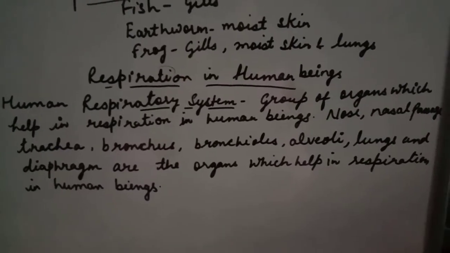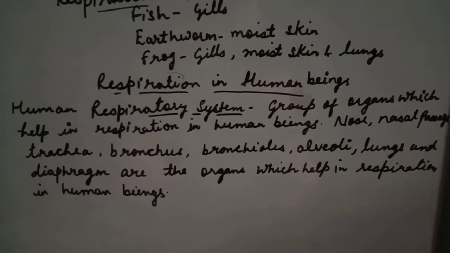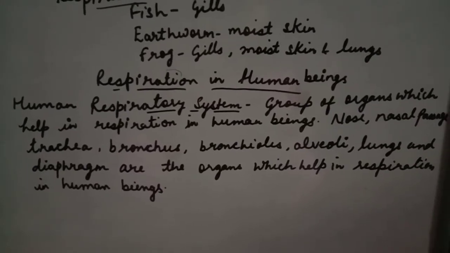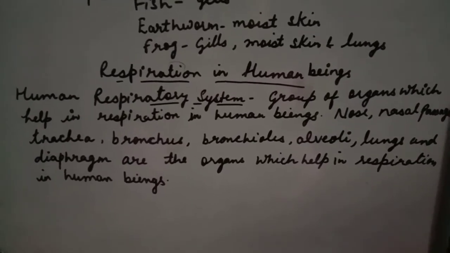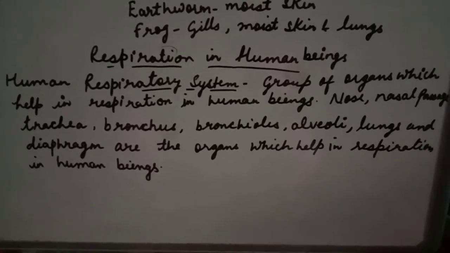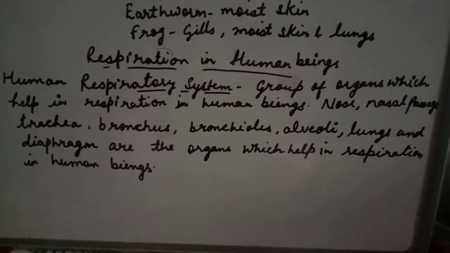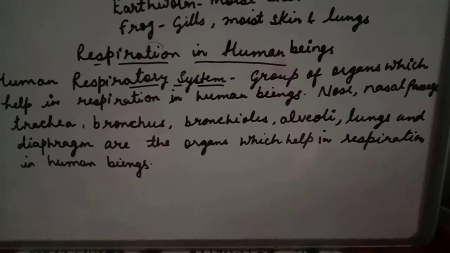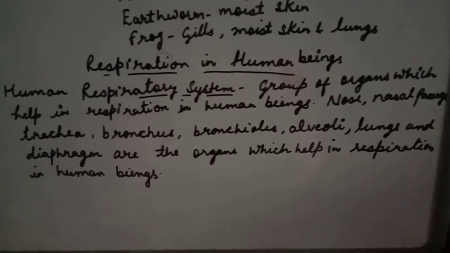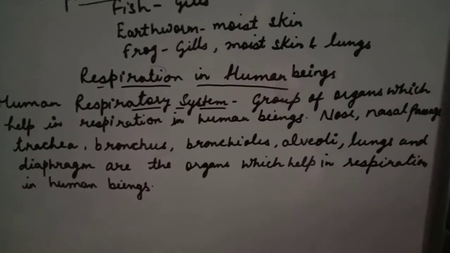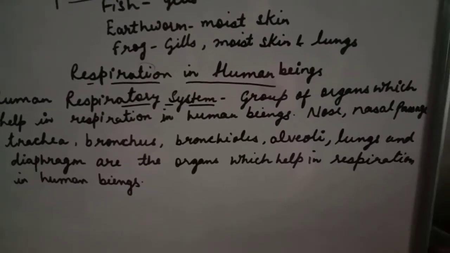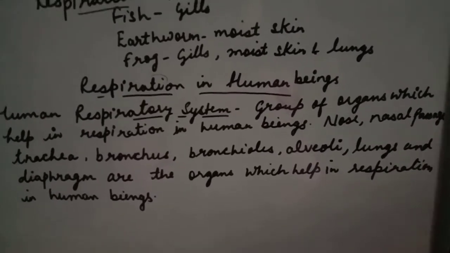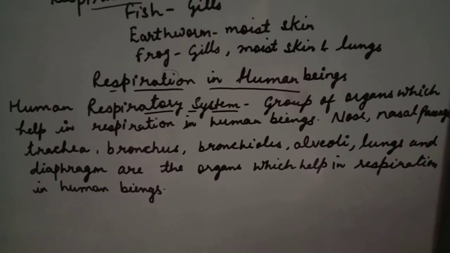Now if we talk about the respiration in human beings, that is an organized and advanced organism, so it has an organ system for respiratory purpose, which is known as human respiratory system. और इस human respiratory system क्या होता है? ये it's a group of organs which help in respiration. उन organs का group होता है ये जो respiration में human beings को help करते हैं. तो हमारी body में क्या क्या structures, क्या क्या organs है जो हमें help कर रहे हैं respiration में? Nose, nasal passage, then trachea, bronchus, bronchioles, alveoli, lungs, and diaphragm. These are the organs which help us in respiration. So it's also known as a human respiratory system.